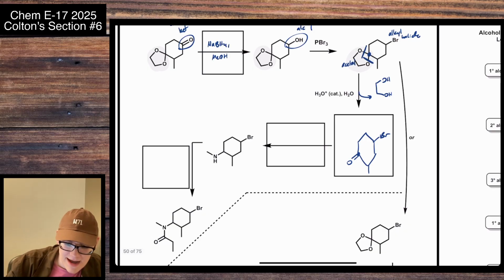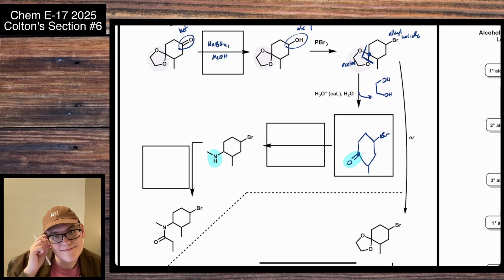Okay, now I need to go from a carbonyl to an amine. That is the one reaction that we haven't talked about yet, so I might come back to that in just a minute.